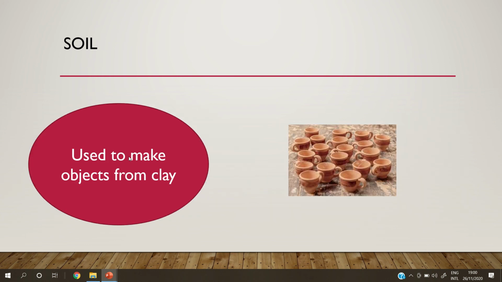Also, one kind of soil is called clay. We can use this clay to make objects like these cups or many things.